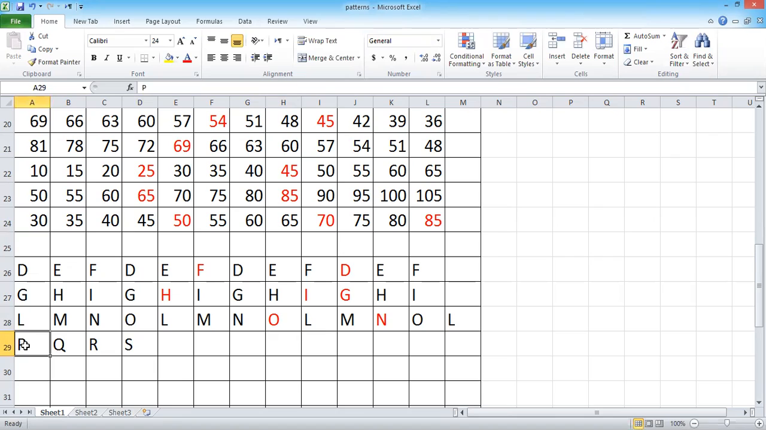This is PQRS. So you have to identify the pattern, guys, and you have to tell me what would come here, what would come here, and what would come here, one by one. So tell me the answer in the chat box, guys. Identify this alphabetical pattern, and tell me what will come after P here.